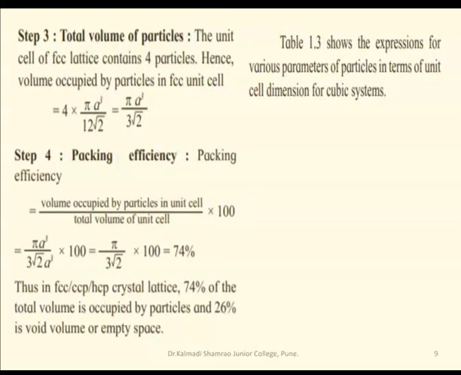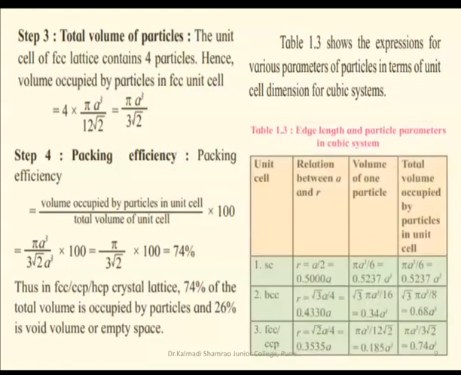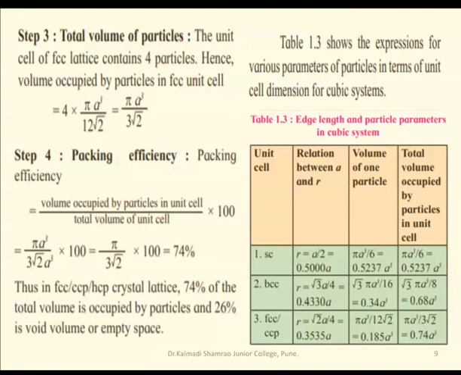Thus, in FCC or CCP or HCP crystal lattice, 74% of the total volume is occupied by particles and 26% is void volume or empty space. Table 1.3 shows the expression for various parameters of particles in terms of unit cell dimension for cubic systems.